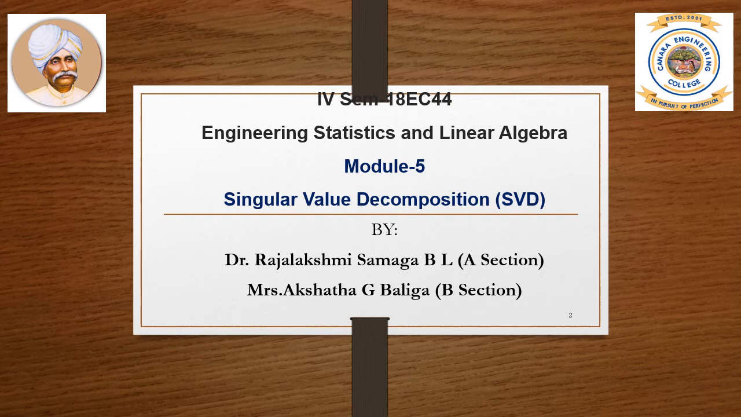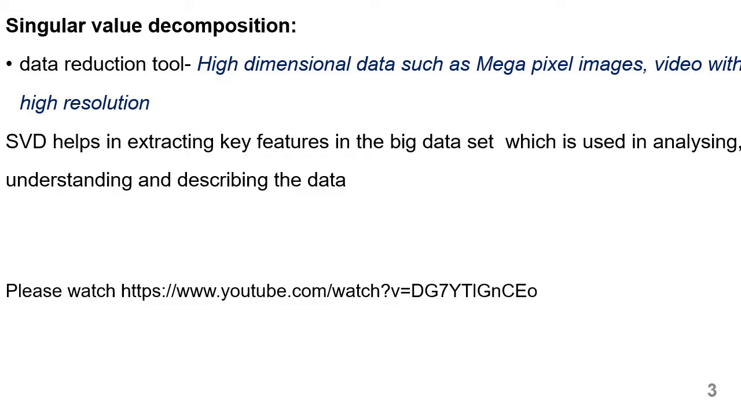That is the last topic in Module 5, Singular Value Decomposition, SVD. Singular Value Decomposition, popularly known as SVD, is a data reduction scheme. Whenever we have high dimensional data and we want to reduce it to analyze it, high dimensional data can be of megapixel images or video with high resolution. We can apply SVD to extract the key features from the big data set and try to analyze it and understand and describe the data.